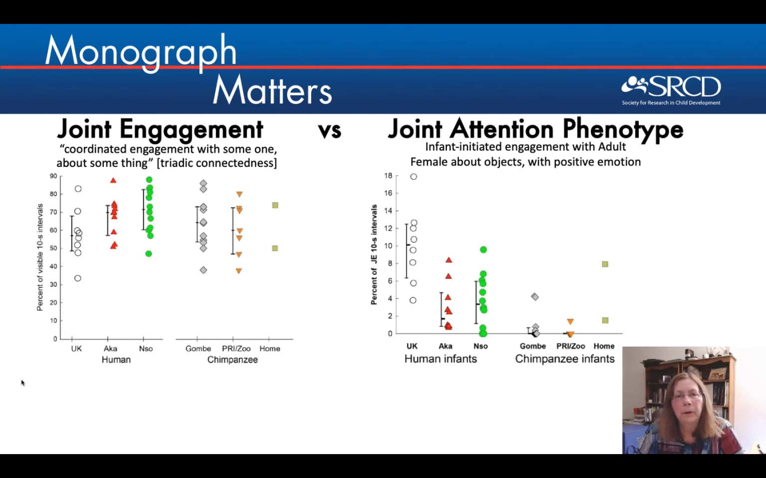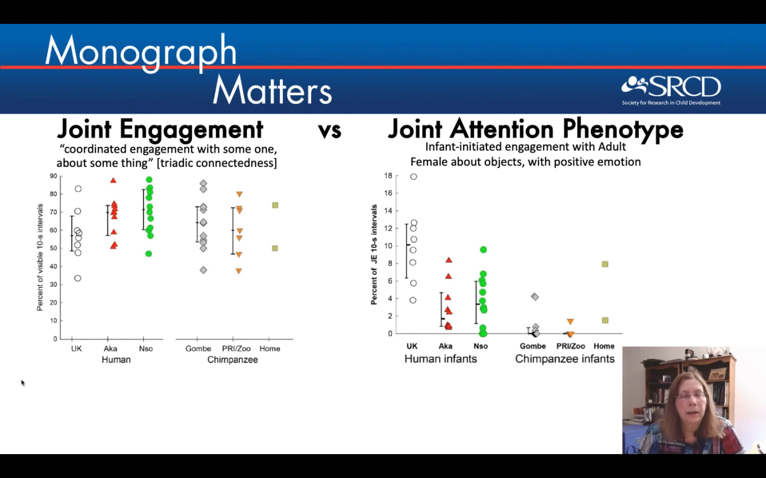In contrast, the figure on the right shows the results that we found when the operational definition is the joint attention phenotype, the type that is typically reported in primarily weird samples. And here we see it's significantly more prevalent in the UK than in the other human infant groups, and appears to be more prevalent in the chimpanzees raised in a weird setting than the other chimpanzee infant groups. So this definition we would say is biased, prioritizing a weird form of joint attention.